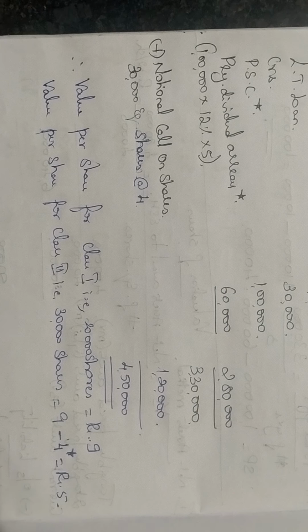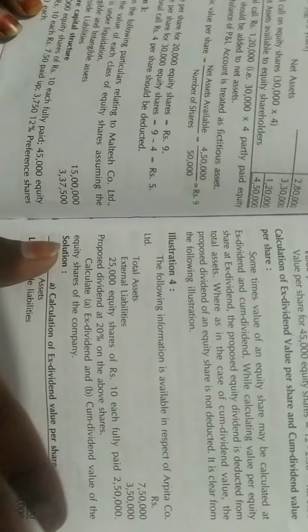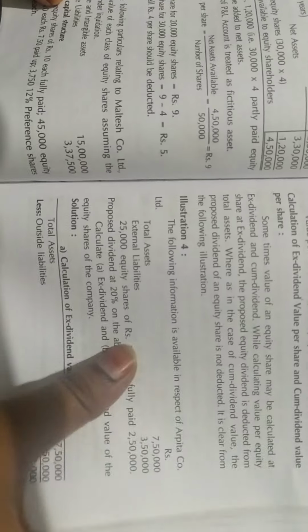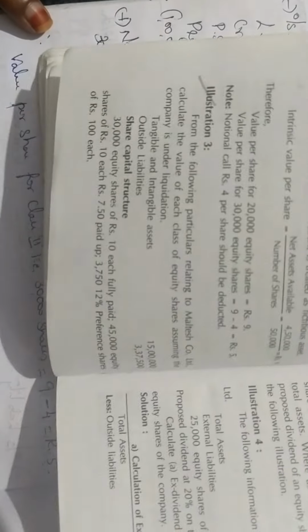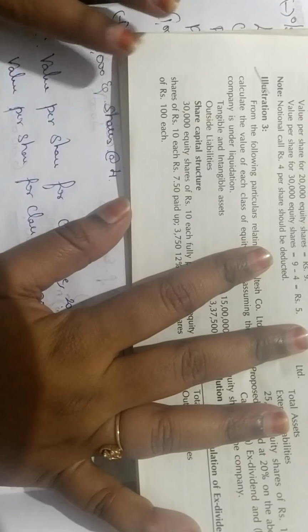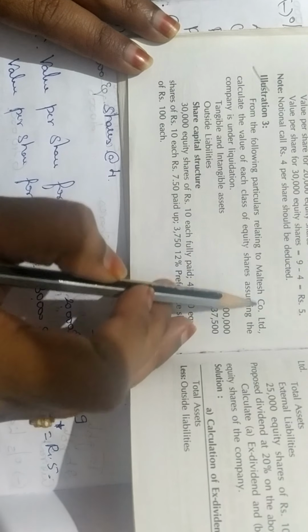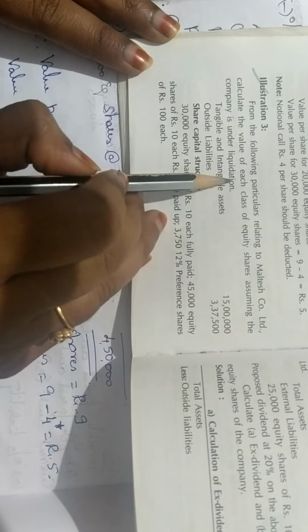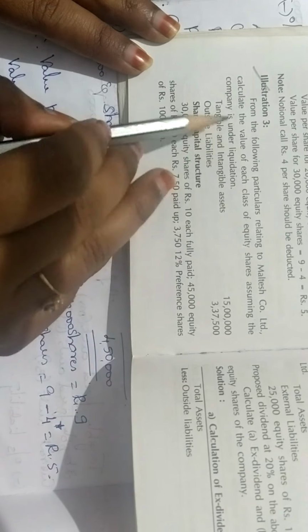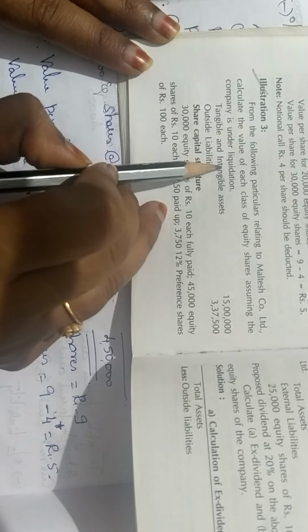We'll solve another problem. With this you will be able to understand the net asset method clearly, and this is the last problem also under this method. From the following particulars relating to Maltej Company Limited, calculate the value of each class of equity shares assuming that the company is under liquidation.